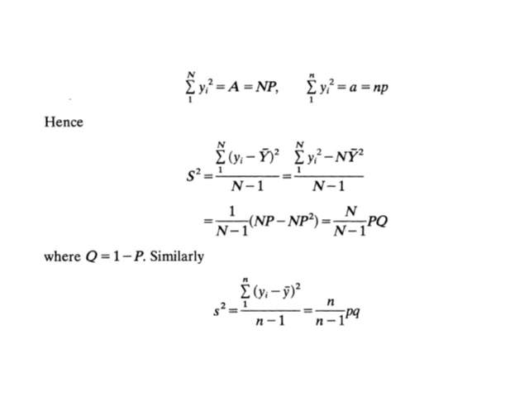So S squared, the variance, will equal the summation of yi squared minus N times y bar squared, over N minus 1, which equals N times P minus N times P squared, over N minus 1, which is equal to N over N minus 1 multiplied by P times Q, where Q is equal to 1 minus P. Similarly, we get small s squared equal to small n over small n minus 1 times p times q, where q is 1 minus small p.